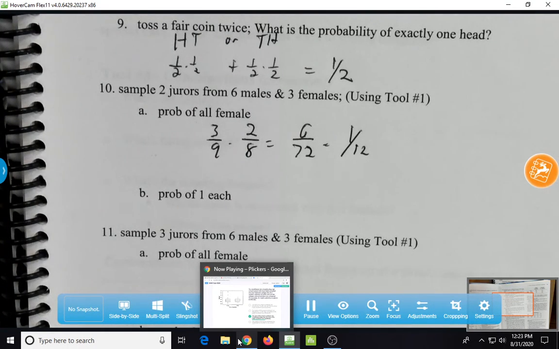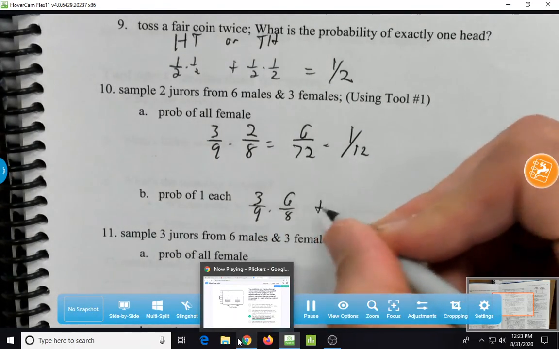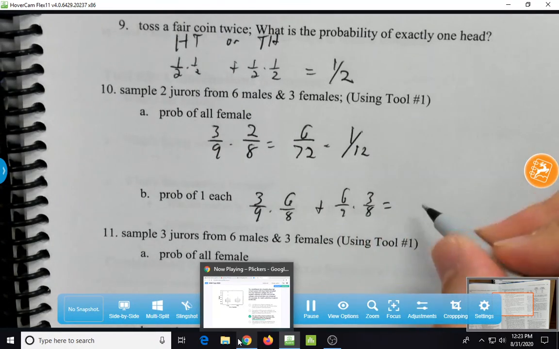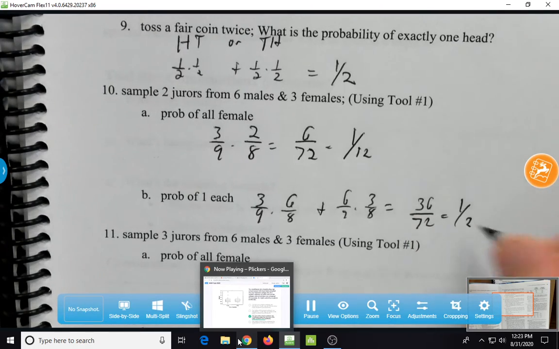Now, what about the probability of 1 each? Well, the first one could be female and then a male, or vice versa. So we could get 3/9 times 6/8 plus 6/9 times 3/8, and I believe that gives you 36 out of 72, or 1/2.